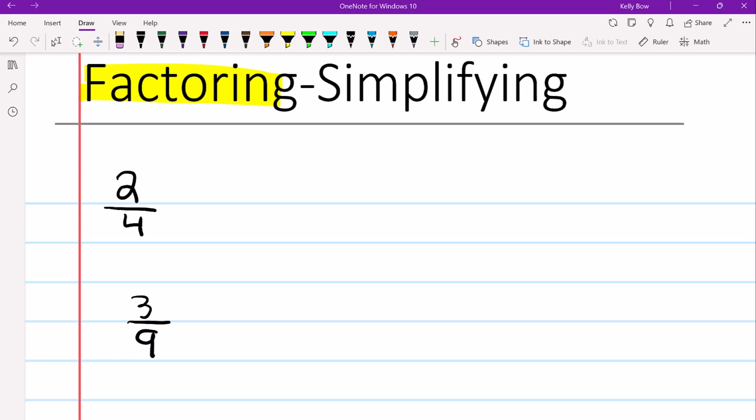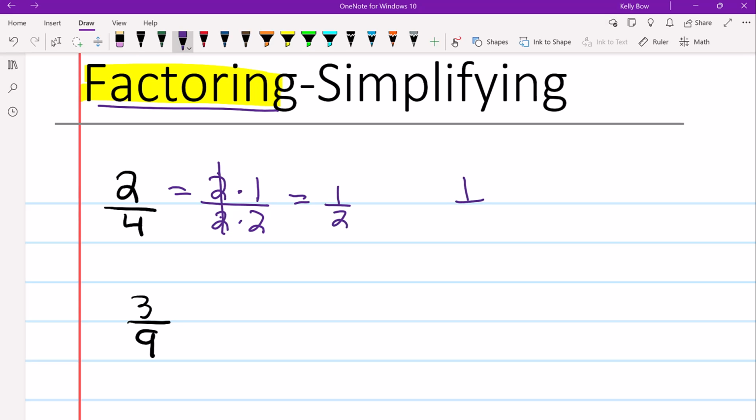So the best way to do this is to break 2 down into its factors. 2 is the same as 2 times 1. 4 is the same as 2 times 2. And then 2 divided by 2 is 1. And 1 times 1 half is 1 half. And then teach kids to check that. You could check it by multiplying 4 times 1, 2 times 2, they both equal 4, then you know you have equivalent fractions.